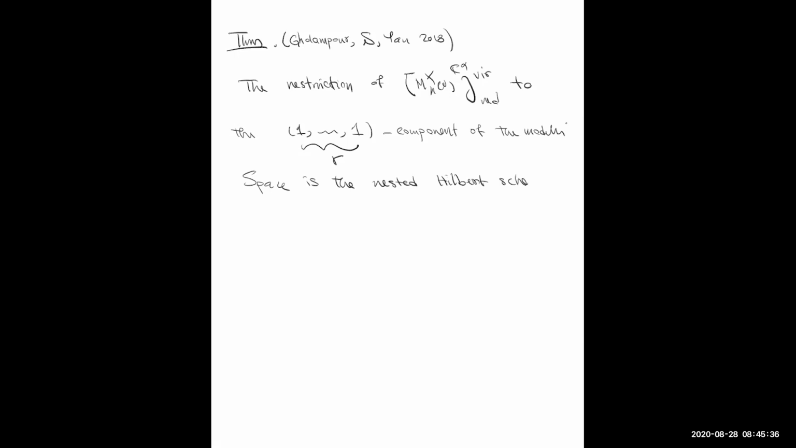Nested Hilbert scheme, denoted by nested Hilbert scheme of configurations of curves and points on S. This nested Hilbert scheme we called something like N1 and R, beta 1, beta r minus 1. Okay, so let me tell you what this means.